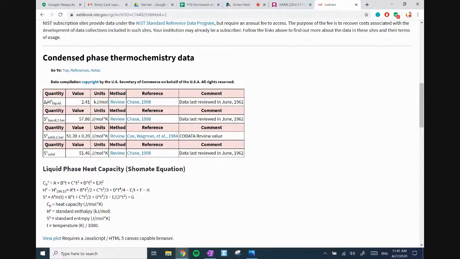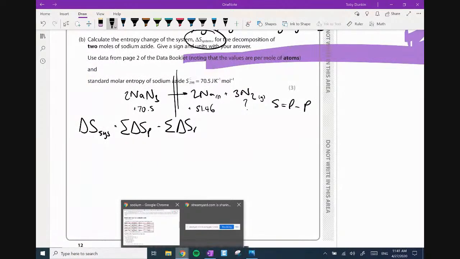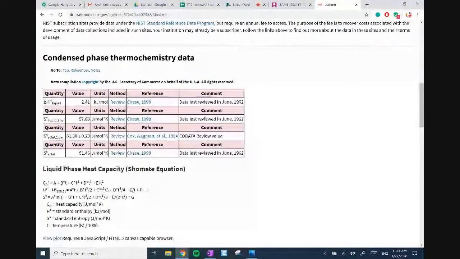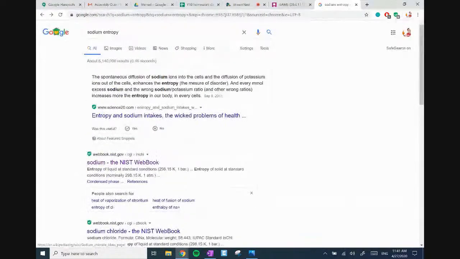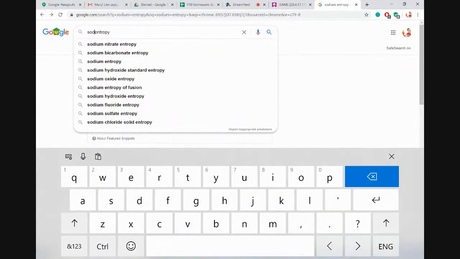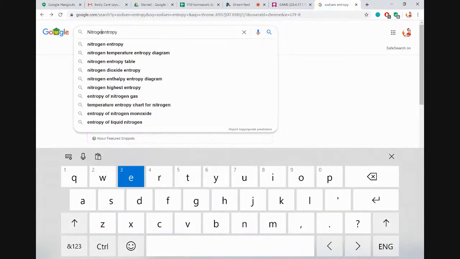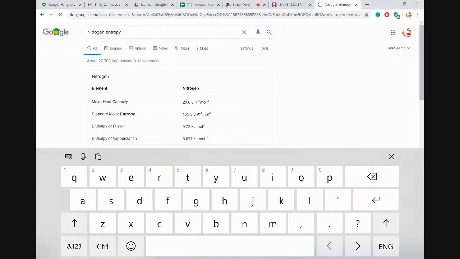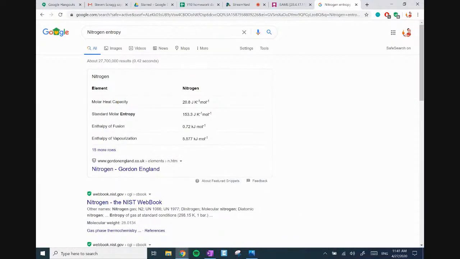Now we need to look up, what was the other one? N2 gas. So let's look up N2 gas entropy. So this is nitrogen entropy. As I said, these will be provided to you. These will either be in your, oh, look at that, molar and standard molar entropy. 153.3.